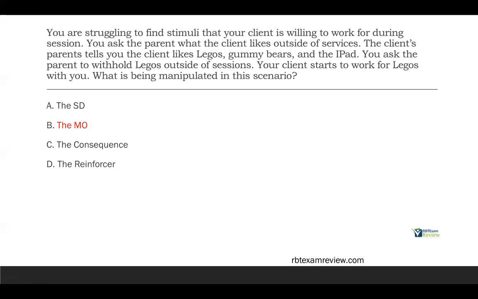Remember, MOs and SDs are antecedents. The MO makes you want the item. It alters the value of the reinforcer. So in this case, the Legos become much more valuable, because you're manipulating motivation through the deprivation. The SD signals the Legos are available. So now when you give the instruction, that SD is telling your client, "Hey, you want the Legos. Now I'm letting you know they're available, but first you need to work." Everything kind of comes together, right? We have MOs, we have SDs, we have contingencies. You're manipulating the MO.